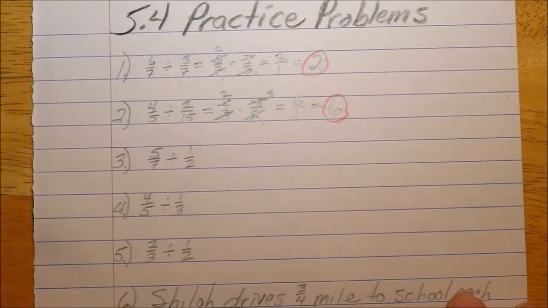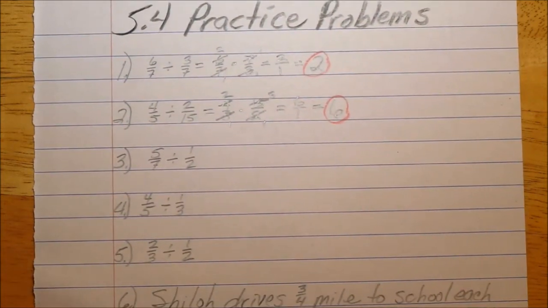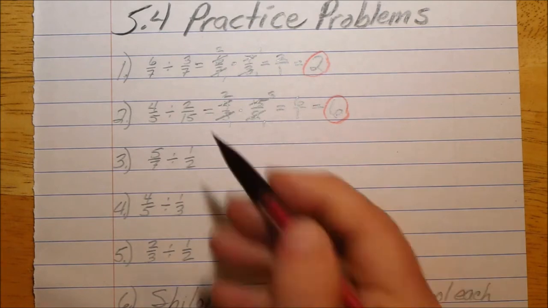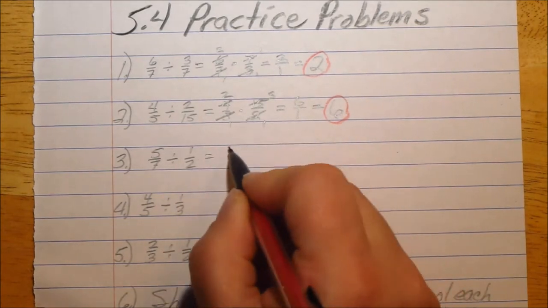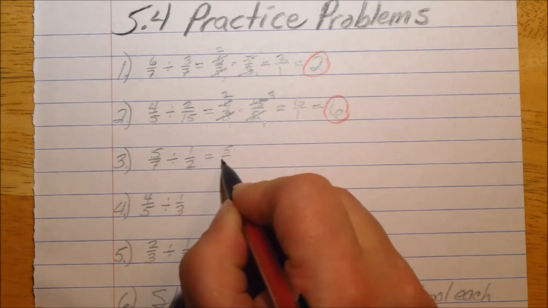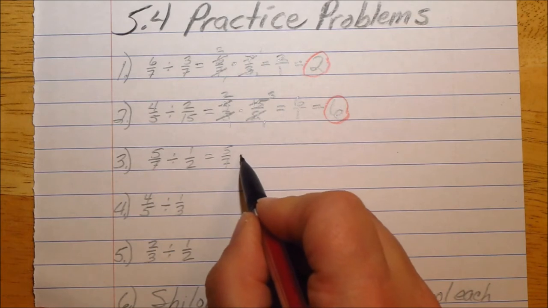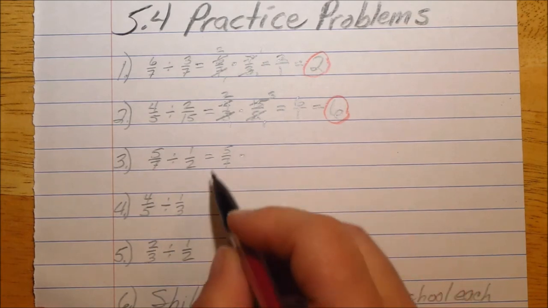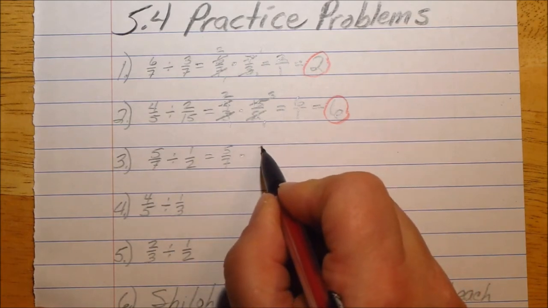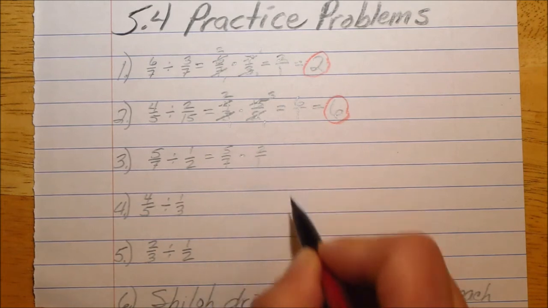All right, number 3. 5/7 divided by 1/2. Okay. Copy the first fraction. Times means change this division symbol into a multiplication symbol. Flip means find the reciprocal of 1/2, which is 2 over 1.